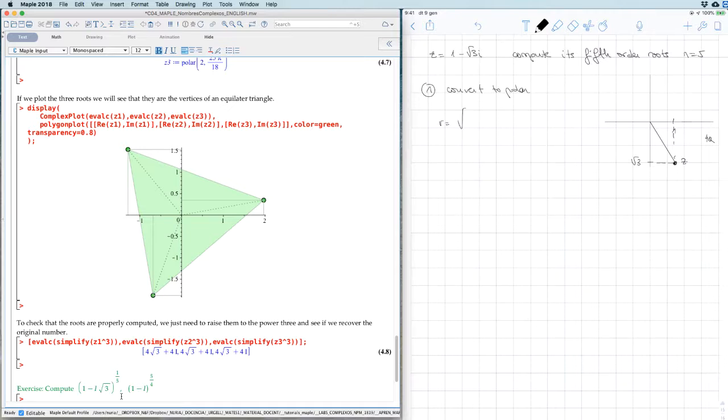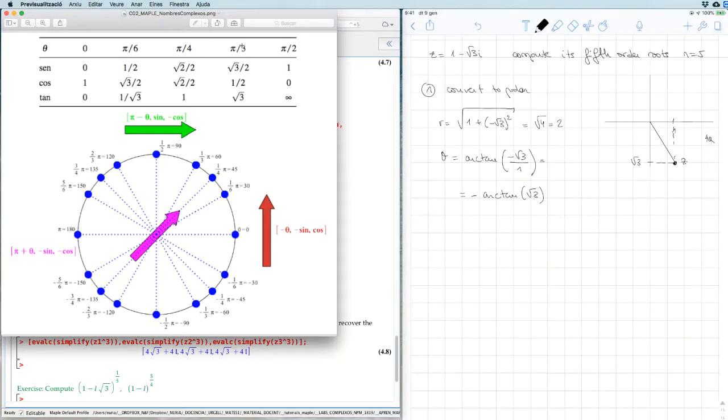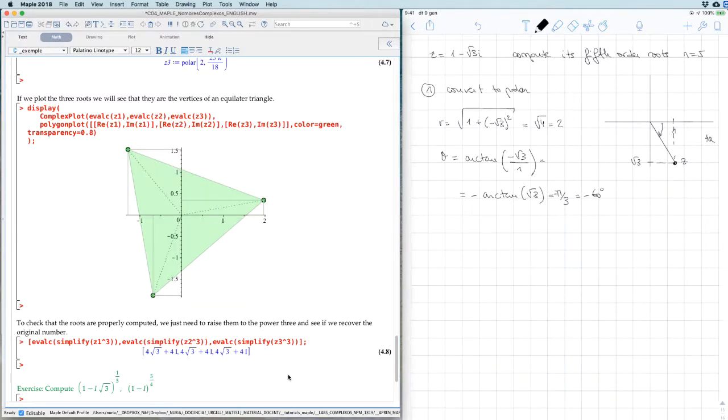The modulus is going to be the square root of 1 plus minus square root of 3 to the power 2, so 1 plus 3, square root of 4, which is 2. The argument is going to be the arctangent of b divided by a. Remember that for the arctangent, you can take out the minus sign, and now we move to the table. So square root of 3 gives pi over 3, so minus pi over 3. This is minus 60 degrees. Okay? This is our number. So we know that z is 2 e to the power minus pi over 3 i.